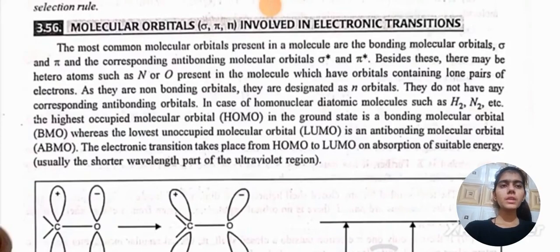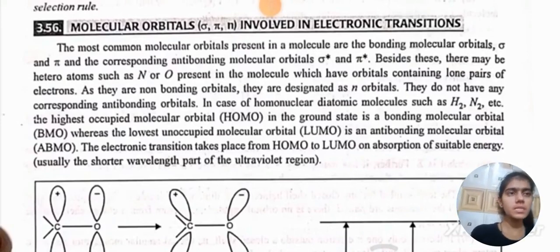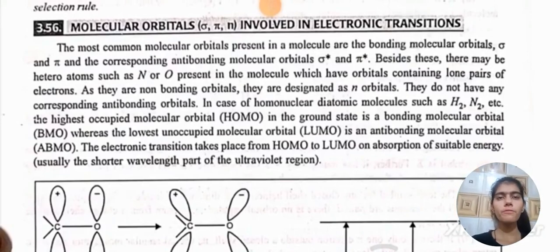Molecular orbitals involved in electronic transitions. The most common molecular orbitals present in a molecule are the bonding molecular orbitals sigma and pi and the corresponding antibonding molecular orbitals sigma star and pi star. Besides these, there may be heteroatoms such as N or O present in the molecule which have orbitals containing lone pairs of electrons. As they are non-bonding orbitals, they are designated as n orbitals. They do not have any corresponding antibonding orbitals.